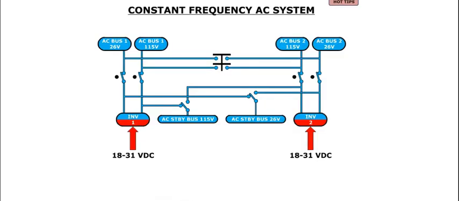The constant frequency AC system consists of a 115-volt AC network and a 26-volt AC network. Power is supplied by two inverters that were discussed earlier in this module. Each inverter is normally powered by the associated DC bus. The inverters require DC power within a range of 18 volts DC to 31 volts DC in order to operate satisfactorily. Each inverter produces 115 volts AC and 26 volts AC at a frequency of 400 Hz. The AC power produced by the inverters is single phase.